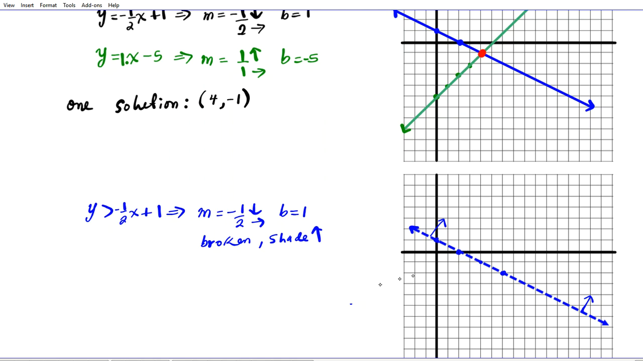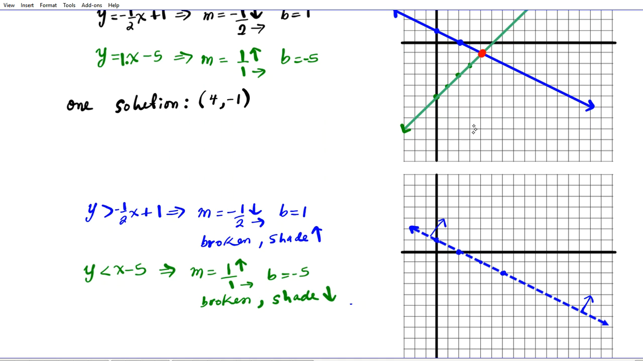Alright, so the second inequality is y is less than x minus 5. Just like the previous one, we know what the slope is: 1 over 1, rise 1, run 1. The y-intercept, where you start from, is negative 5. But since we have an inequality, there's no line of inclusion. If there's no line, that means the line is going to be broken, just like the first one. And since it's less than, we're going to shade below the line.